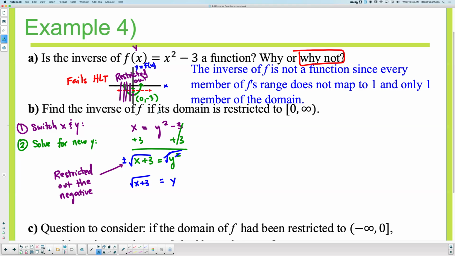So when we restrict it to the positive side of the graph, that negative's gone. That's why it's only positive. So once you get your equation, what you do is then you rewrite it using function notation. And so I would say f inverse of x is equal to the square root of x plus 3. And now it's a function, and you got to use the restriction.